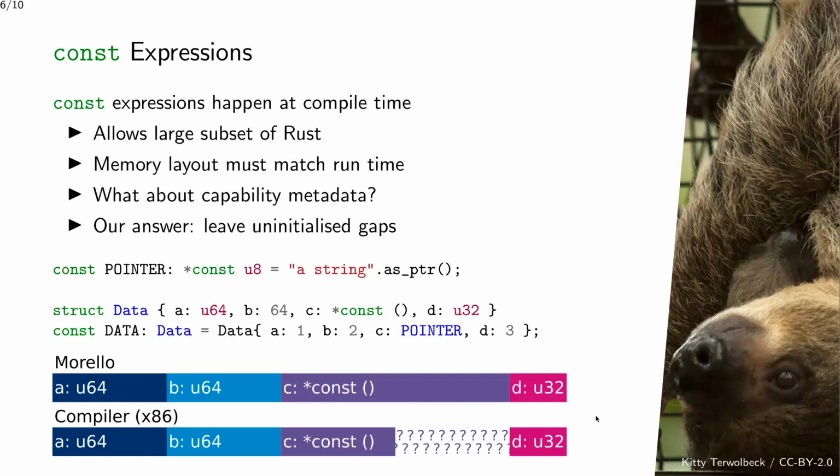This gives us an interesting problem, because the compiler needs to be aware of this, but we don't necessarily want to re-implement all of the semantics of capabilities inside the compiler. So our current solution is that we just leave gaps where the capability metadata is during compilation, and this gets filled in by runtime. So you end up with a layout inside the compiler that looks a bit like this example at the bottom, and then it lines up nicely at runtime with how it looks on Morello.